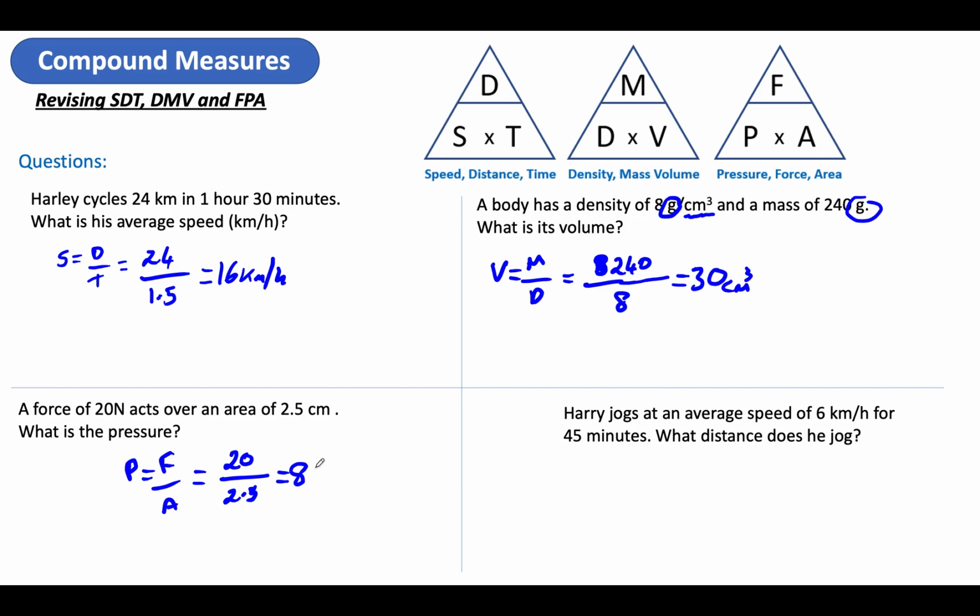But what are my units? That's the tricky bit in this one. Well, we've got newtons on top. I've got centimeters underneath. Oh, centimeters. That should be centimeters squared. Sorry if that confused you. Someone's not typed up that question properly. Not me, obviously. But it's newtons per centimeter squared.